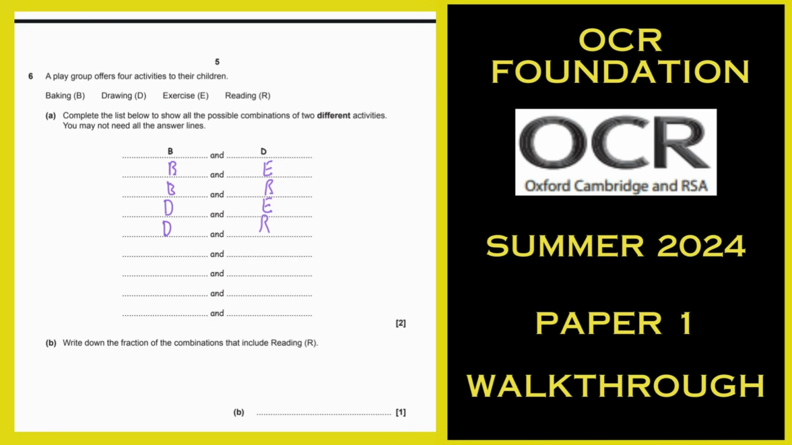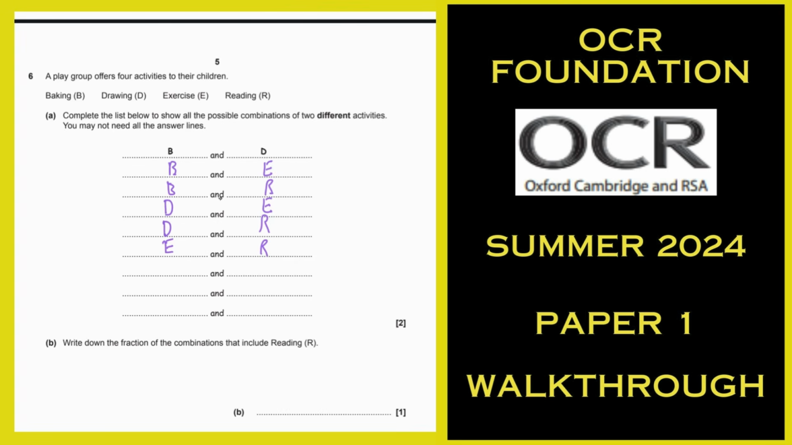And you don't flip them around because, for example, baking and drawing is the same as doing the drawing and the baking. They're not interested in the order of the activities. And the final one, exercise and reading, giving you 6 outcomes.